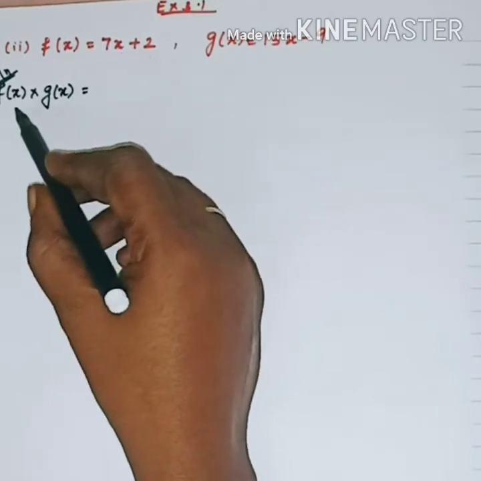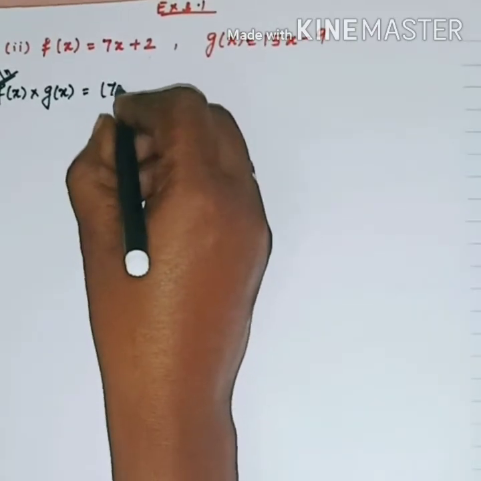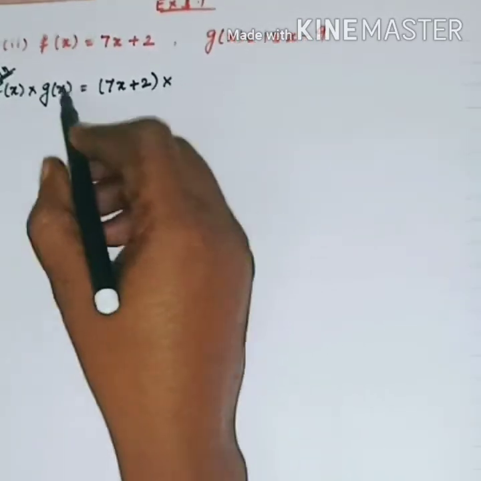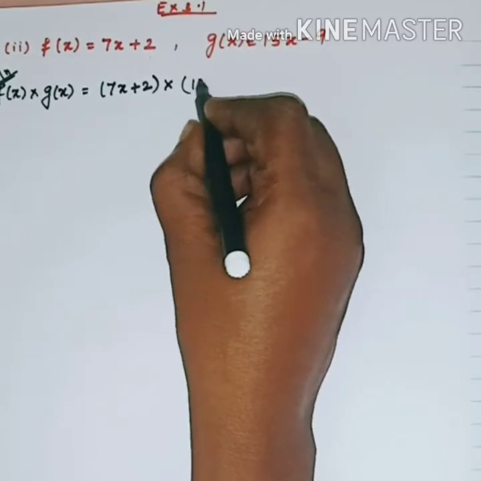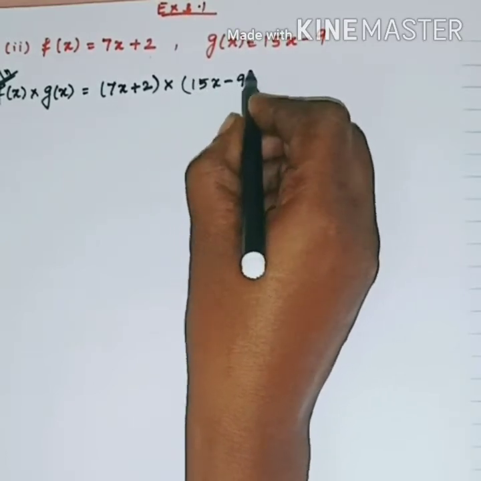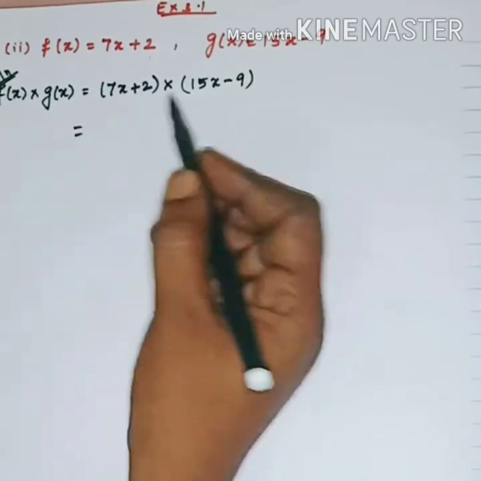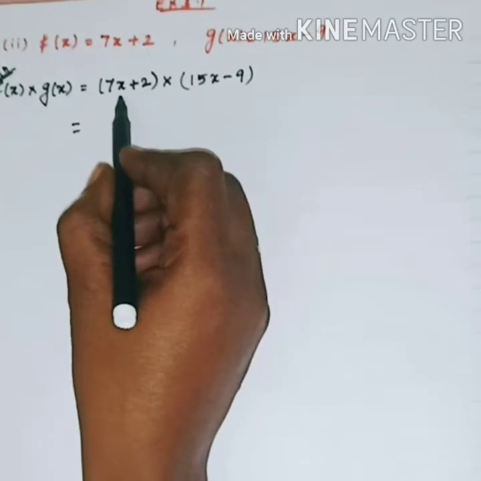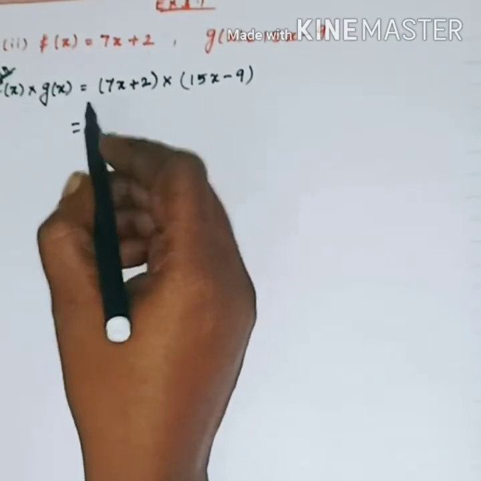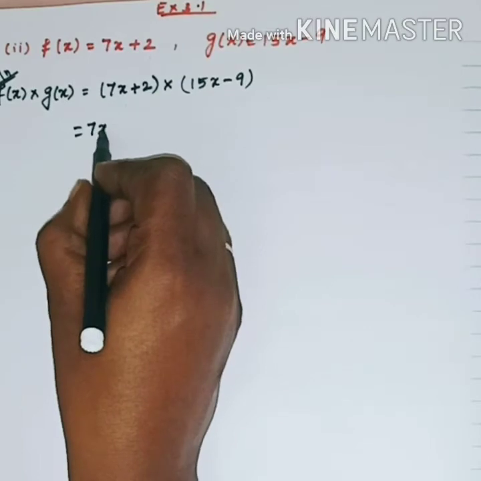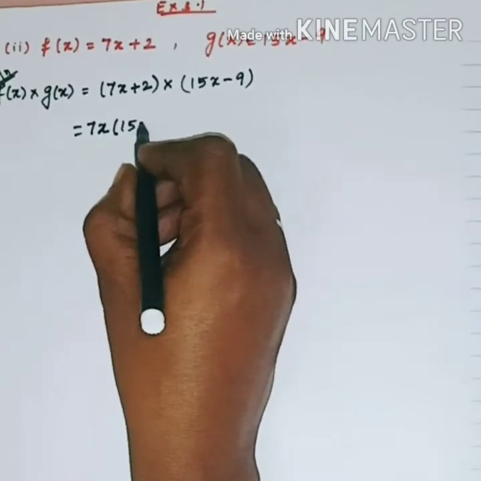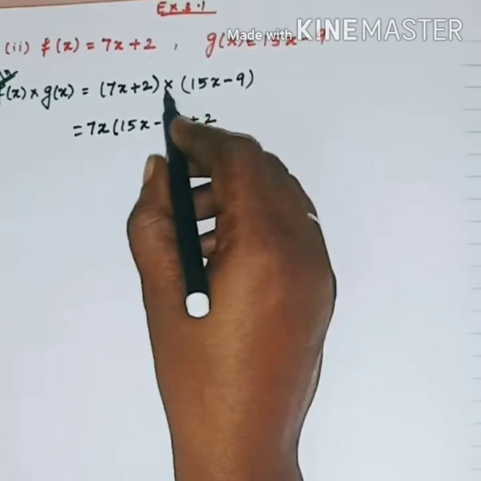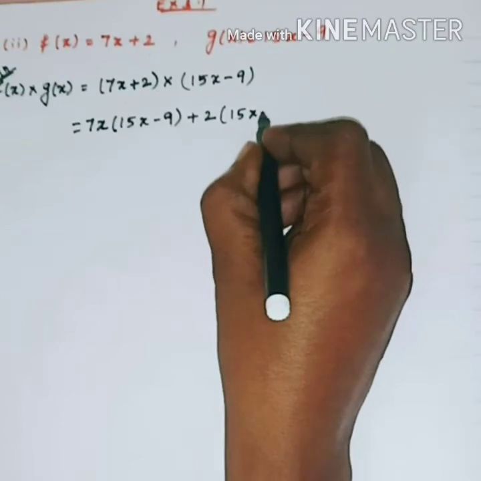So expression for f of x is 7x plus 2, and then put the multiply symbol, and the expression for g of x is 15x minus 9. So now we have to multiply these two expressions. So the first term of this expression is 7x. Take the first term alone. So 7x into 15x minus 9, and then the second term is plus 2. Plus 2 into 15x minus 9.